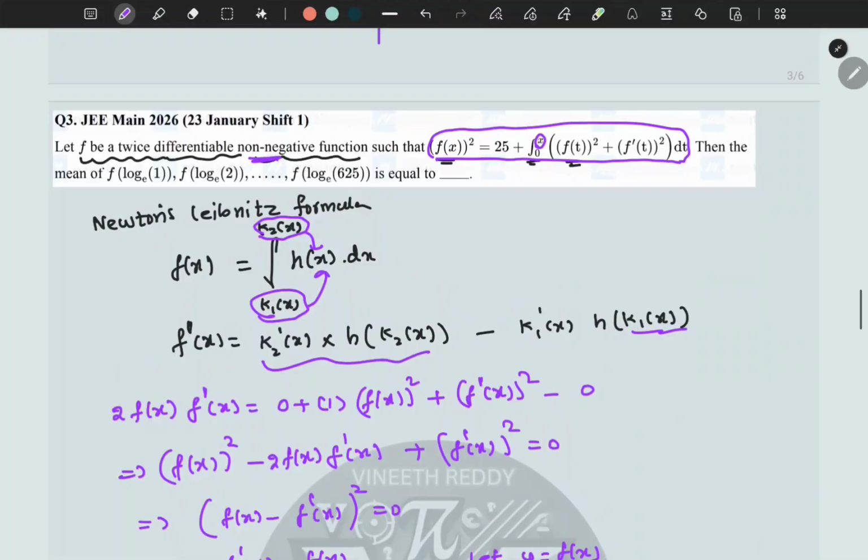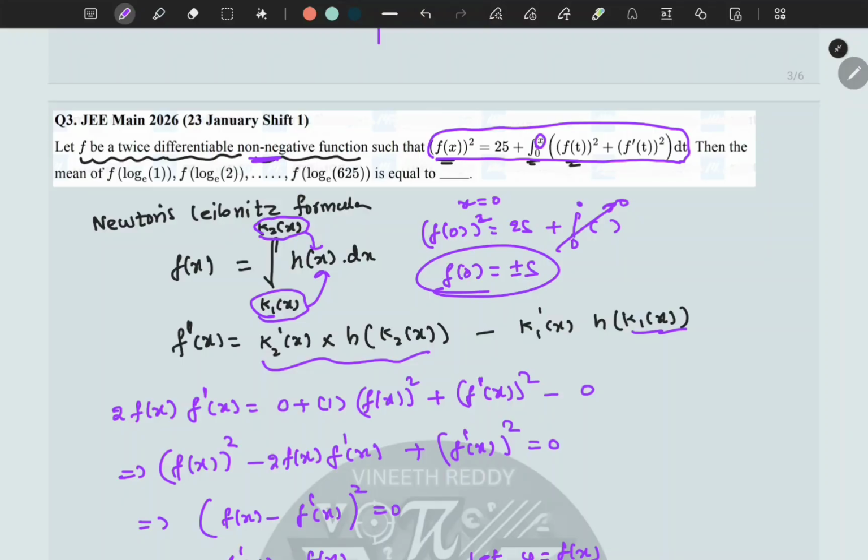Let us see. Now unlike the previous questions, here the boundary condition is not given directly, but it is given indirectly. How is it given indirectly? Replace x with 0, you will understand. So we get f of 0 whole square is equals to 25 plus integral 0 to 0, right? Now integral 0 to 0 is anyway 0. That means f of 0 is plus or minus 5, right?